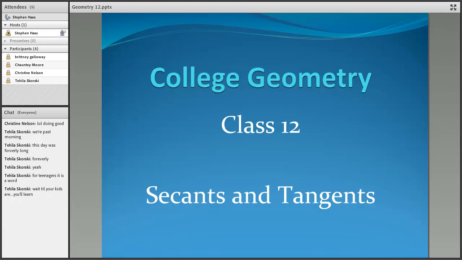Today we are going to continue with our discussion of circle geometry. Last time we learned about chords. We learned about the different rules regarding chords and how they interact with radii and inscribed angles, angles that are inscribed in the side of a circle, angles that are inscribed in the center of the circle, and all sorts of things like that.